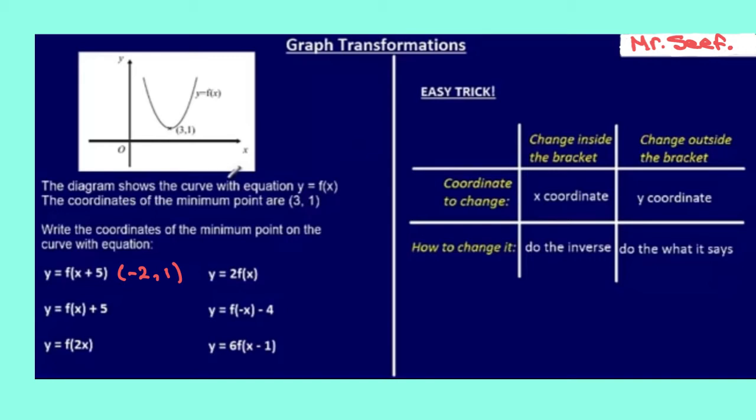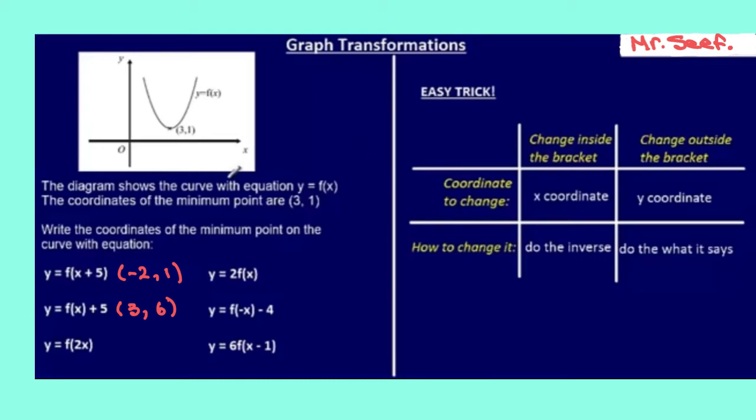If we look at the second one, y equals f of x, plus 5. Well, the plus 5, the change is outside the bracket. That means we're going to change the y coordinate. And because we're changing the y coordinate, we do what it says. So we're going to add 5 to the y coordinate. Everything else stays the same. So the new coordinate is 3, 1 plus 5 is 6.